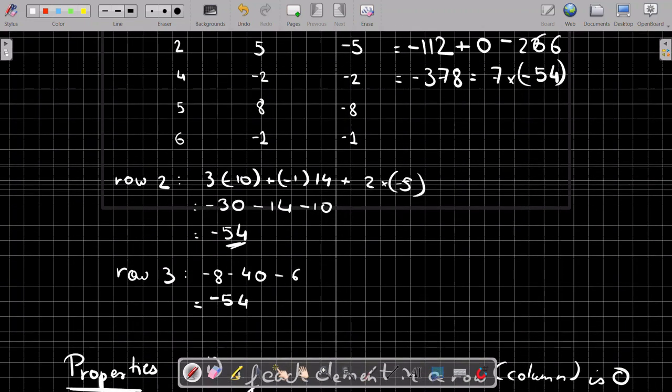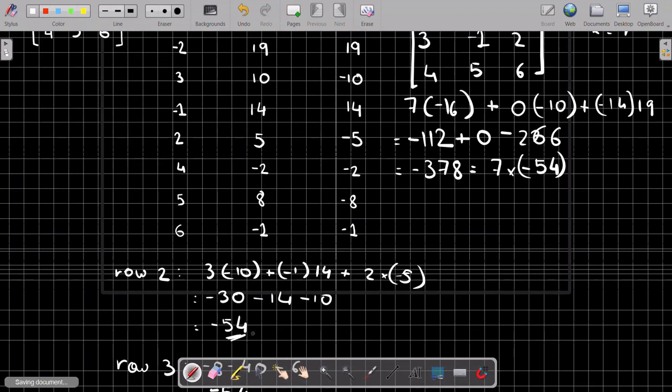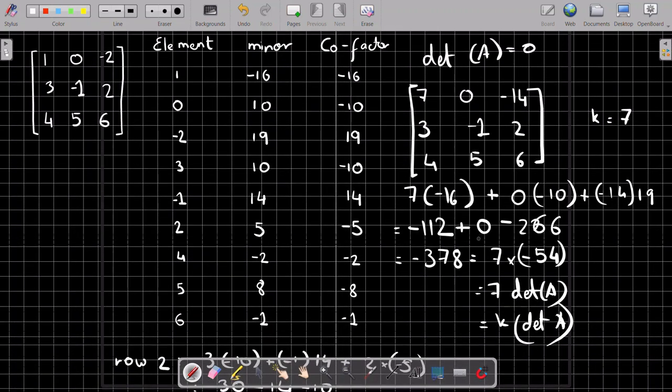So if you remember, minus 54 was our original determinant, equal to 7 times det A, which equals k times det A. This is property number 3 verified. Now here's the thing. If we repeat this property for every other row, we can write k det A, k det A, k det A. If we do this to the whole matrix, it becomes k cubed det A.